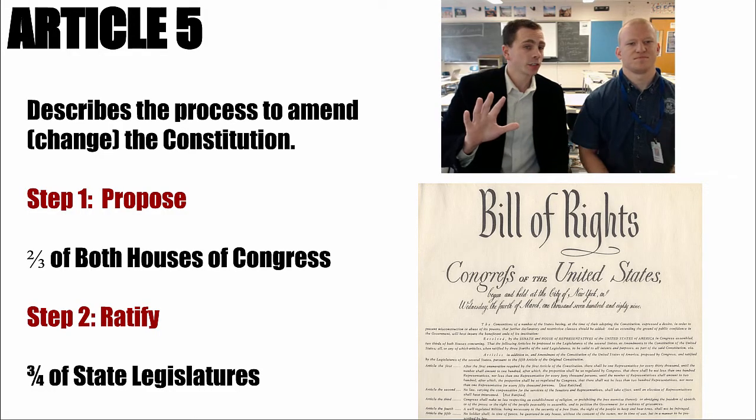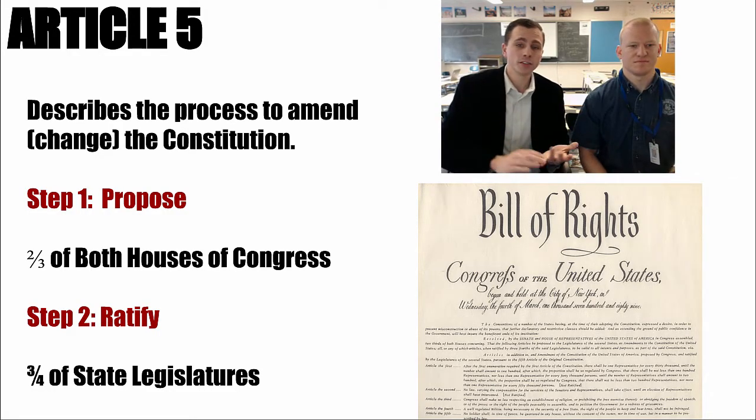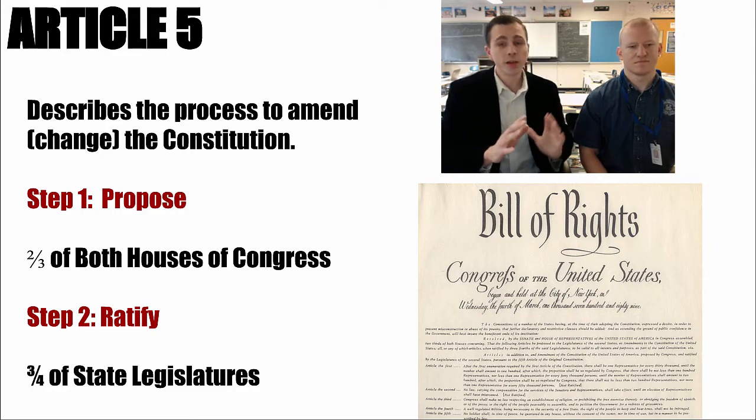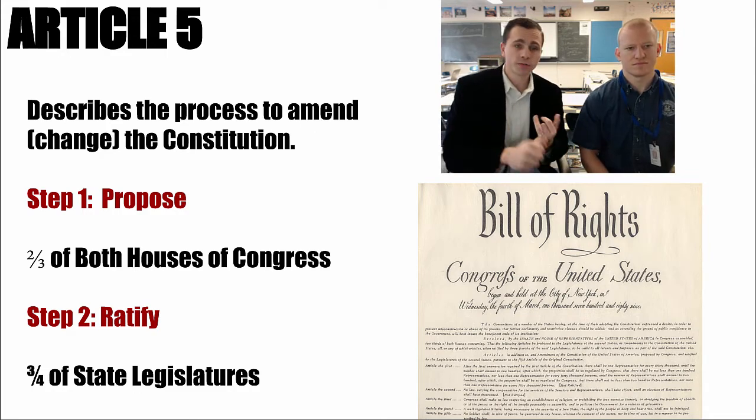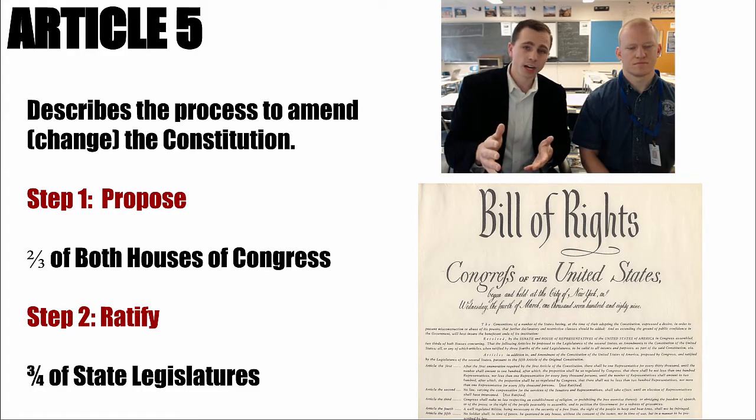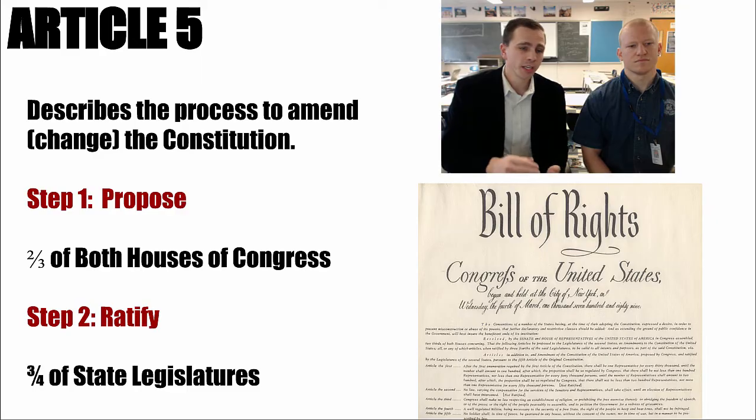Okay, Article 5 talks about the amendment process. That's how the Constitution is changed. There are 2 ways to do it, but the one that's mostly used is the first step, which is to propose an amendment. That's needed by 2/3 of both houses of Congress. And then to ratify the amendment, that means to approve of it and make it official, you need 3/4 of the state legislatures. If that happens, you have a change to the Constitution.